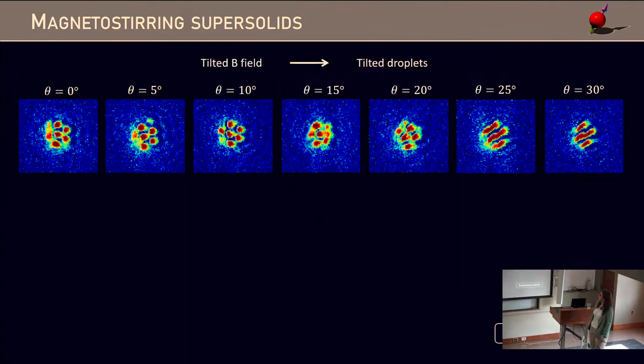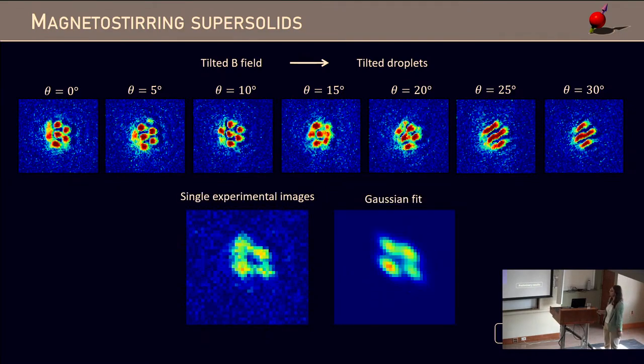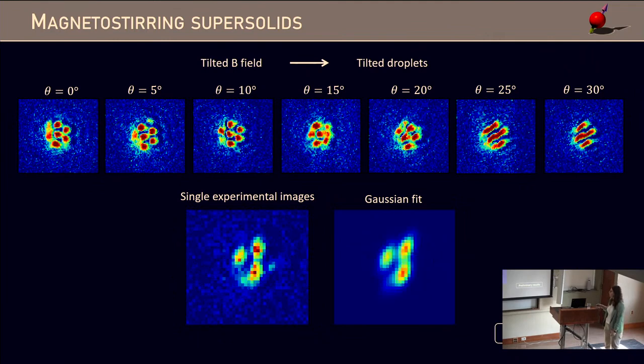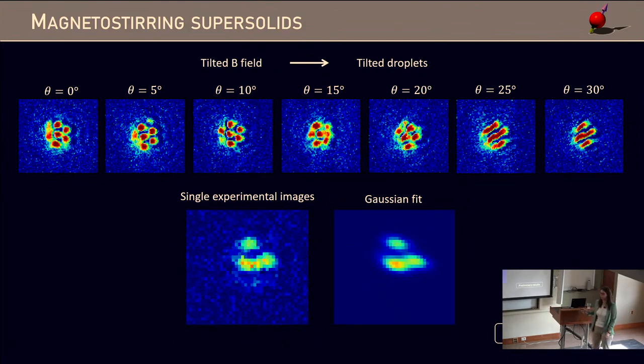So here there are some experimental results in which you can see that by tilting the angle, we are actually also tilting the droplets that align along the magnetic field direction. And here you can see that if you rotate the magnetic field, also the droplets would follow it. So we managed to rotate a supersolid state with the same protocol that I showed you before.